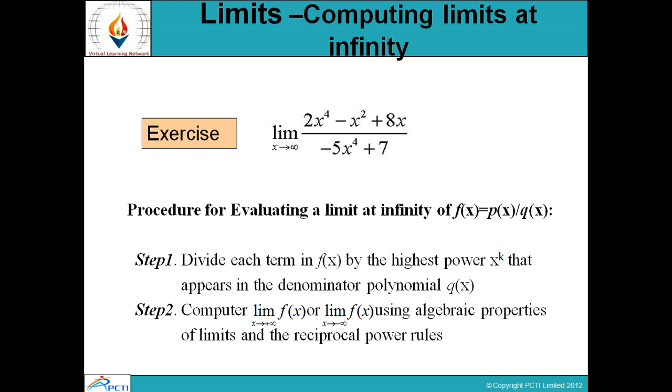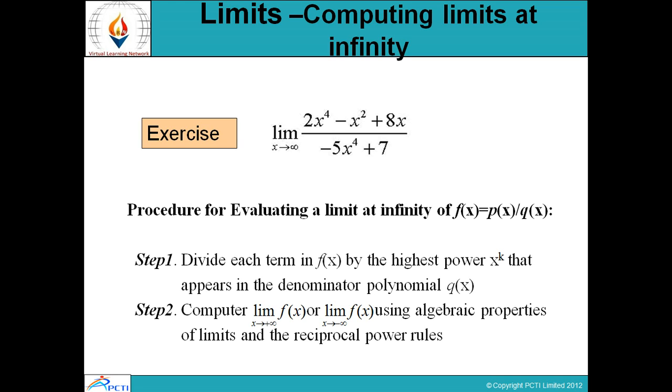Next, limit x tends to infinity of (2x^4 minus x square plus 8x) divided by (minus 5x^4 plus 7). Procedure for evaluating a limit at infinity of f(x) equal to p(x) divided by q(x). Step 1. Divide each term in f(x) by the highest power of x that appears in the denominator polynomial q(x). For example, the highest power in this example is x^4, so you divide all the terms by x^4.